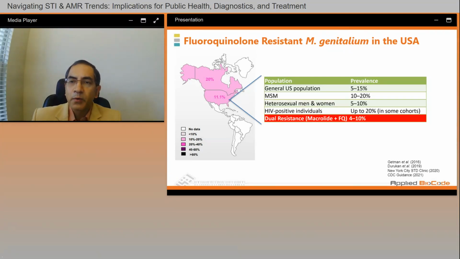The distribution of population where fluoroquinolone resistance is detected is also very similar to that of macrolide-resistant populations. Very high rate of resistance has been detected in MSM population as well as in HIV positive population. Low level of fluoroquinolone resistance has been detected in heterosexual men and women. The most alarming trend is the detection of dual resistance to both macrolide and fluoroquinolone in the US.